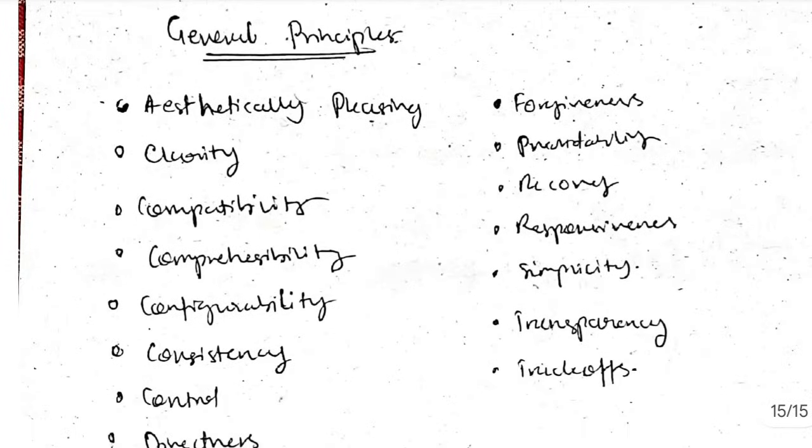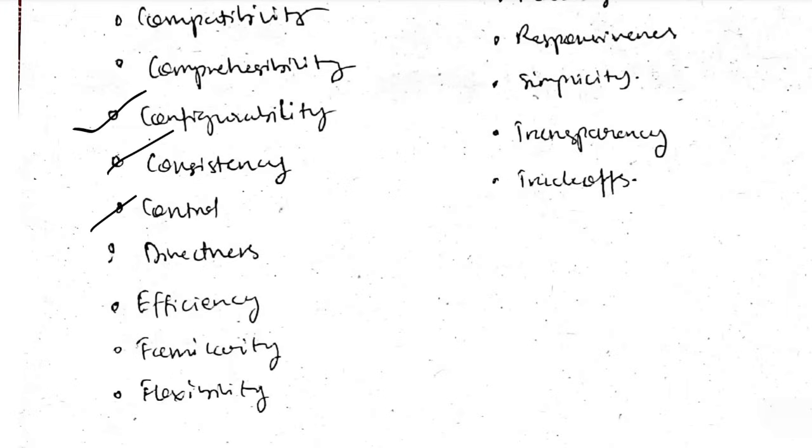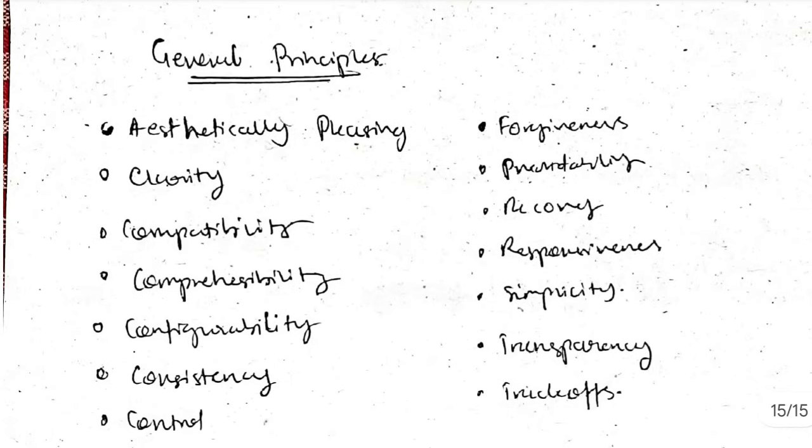Okay. And some general principles. Aesthetically means beautiful, clarity, compatibility, comprehensibility, configurability, consistency, control, directness, efficiency, familiarity, flexibility. Forgiveness means if the user makes some error it should not just close the system, it should say what the error has been and how you can go back from it. And predictability means what you click and what is the result of it, that should be told in advance to the user so that the user makes proper decisions.